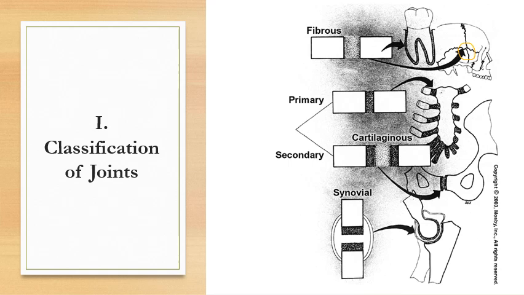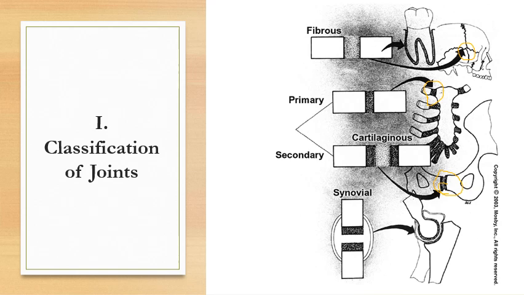Then we have the primary cartilaginous joint. This is the joint of the rib cage, known as the costochondral joint, and it is a primary cartilaginous joint where there is hyaline cartilage. And then we have the secondary cartilaginous joint, the symphysis pubis. Here there's a joint between the pubic bones, known as the symphysis pubis, and this is a secondary cartilaginous joint.